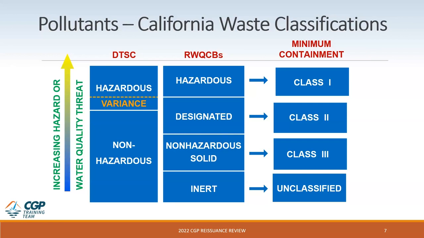The DTSC defines waste as hazardous or non-hazardous, simple enough, but the regional board further defines waste into 4 distinct categories: hazardous, designated, non-hazardous solids, and inert. Once the materials have been identified, the appropriate containment classification must be implemented to protect human health and the environment. The QSD may need to include additional BMPs in the SWPPP to decrease exposure and the potential for discharges.